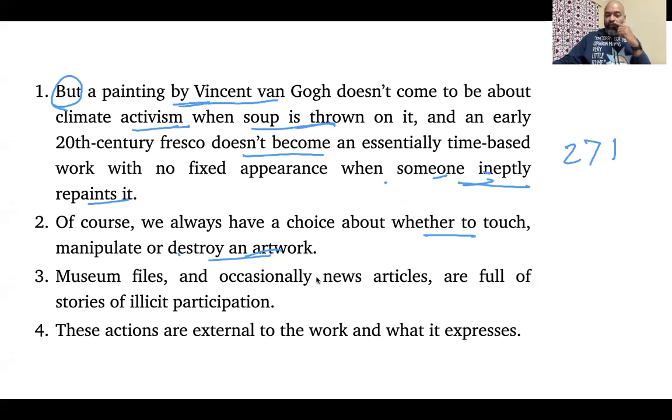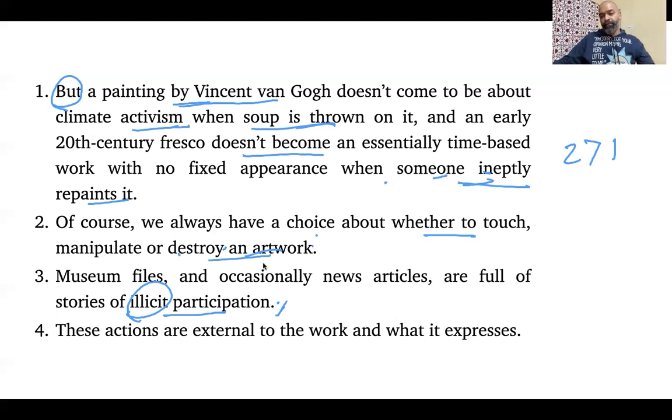Then museum files and occasionally news articles are full of stories of illicit participation. Illicit is a negative word, okay? So destroying an artwork, illicit participation, these two expressions mean the same thing. So watch out for these vocab connections. It's a repetition of similar words. So destroying an artwork, illicit participation, museum files are full of these stories. And then there are these stories. These actions are external to the work and what it expresses.